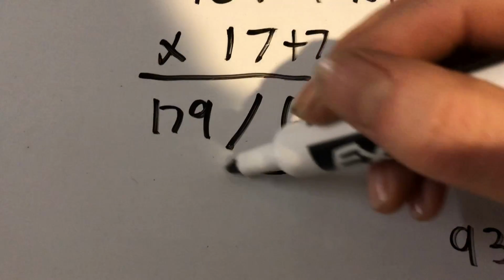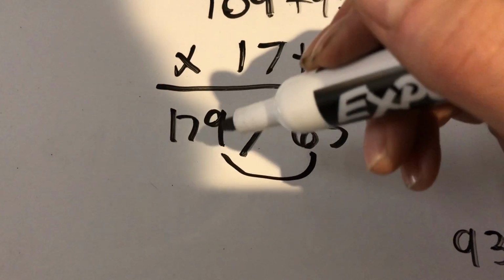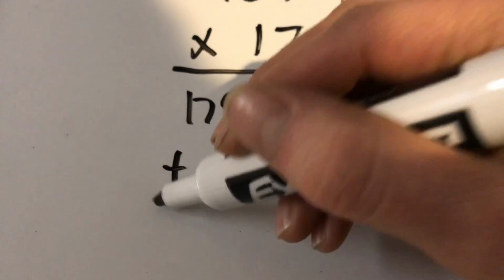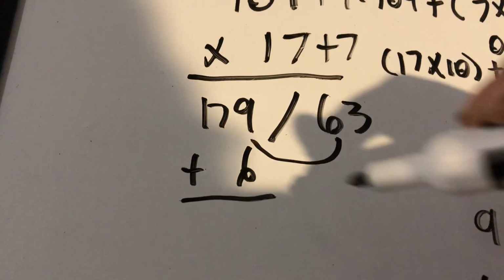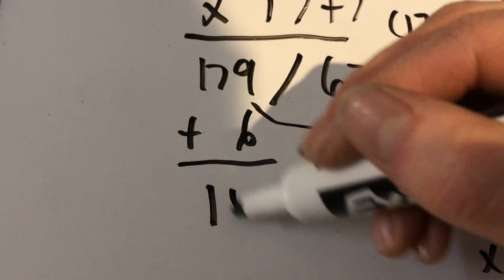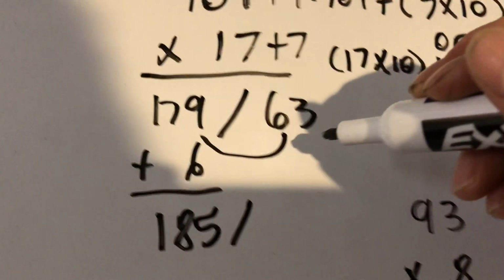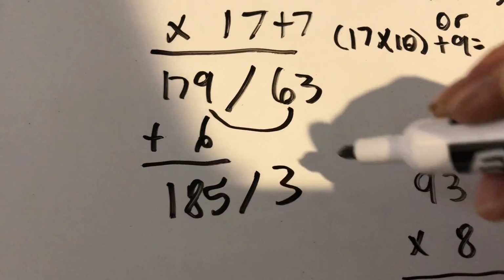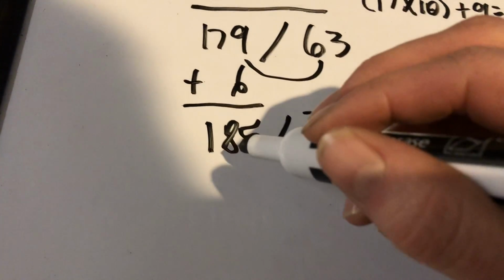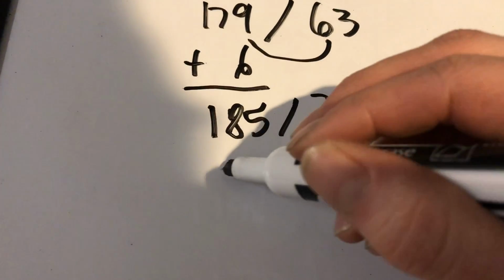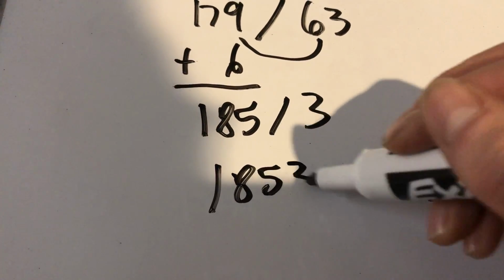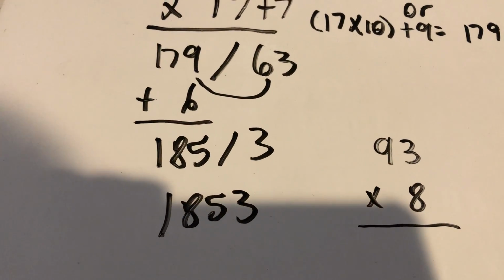We carry 6 over. So then we add 179 plus 6 equals 185. Bring 3 down. Next step, let's plug those numbers together. You got 1,853 as our final answer.